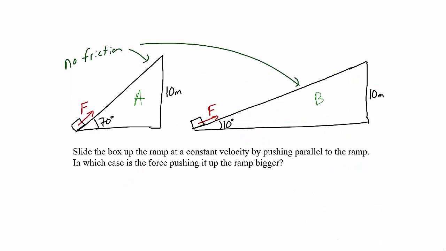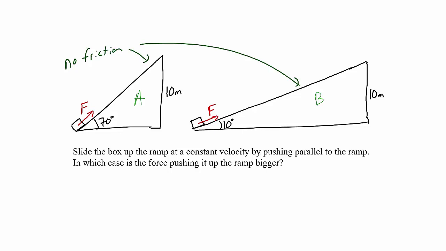Here we have a conceptual question with two identical boxes being pushed up frictionless inclines. Both of the inclines have a height of 10 meters. One of the angles is 70 degrees, one of the angles is 10 degrees. And so we're sliding the box up the ramp at a constant velocity by pushing parallel to the ramp. So this is another case where the change in kinetic energy is 0. We're moving it at a constant velocity. And we want to compare the force needed in each of the cases.